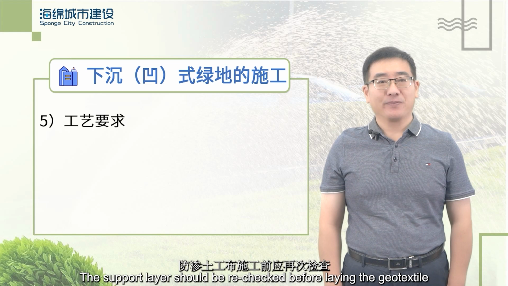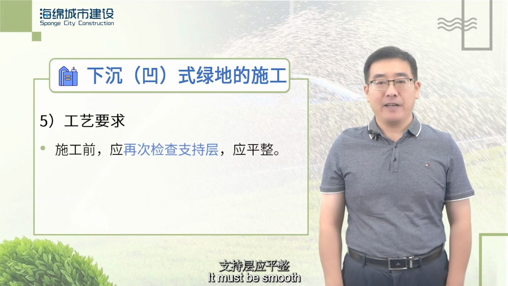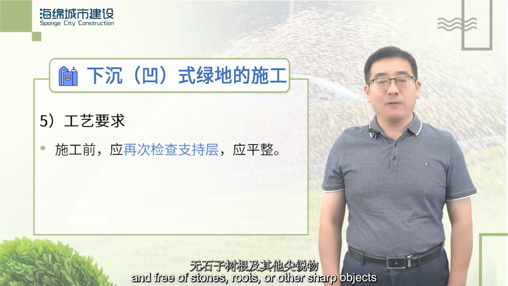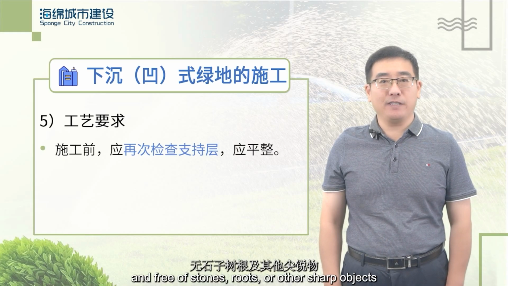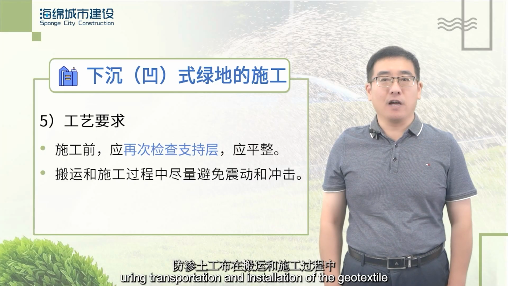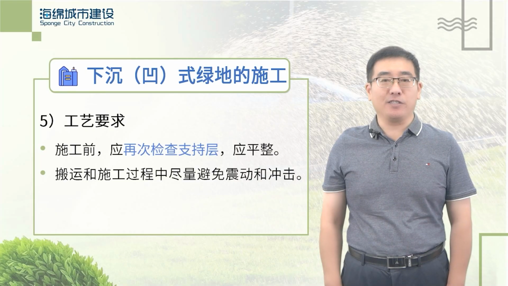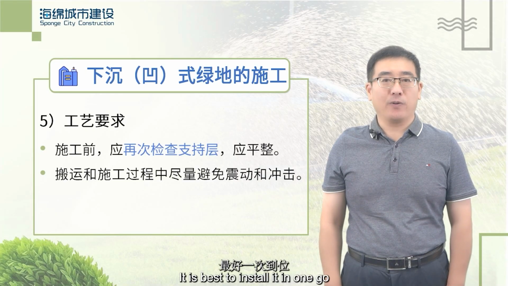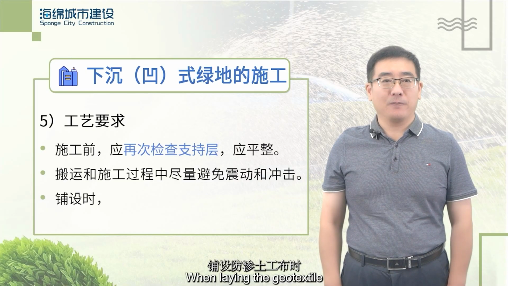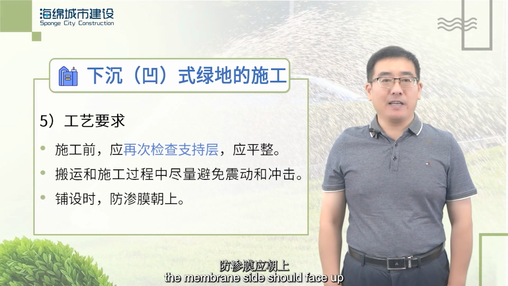Process requirements. The support layer should be rechecked before laying the geotextile. It must be smooth and free of stones, roots, or other sharp objects. During transportation and installation of the geotextile, avoid vibration and impact. It is best to install it in one go. When laying the geotextile, the membrane side should face up.